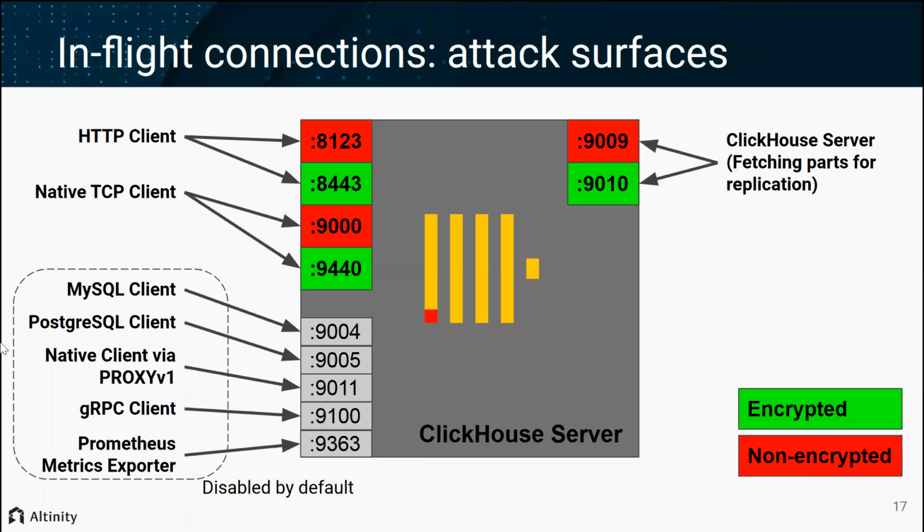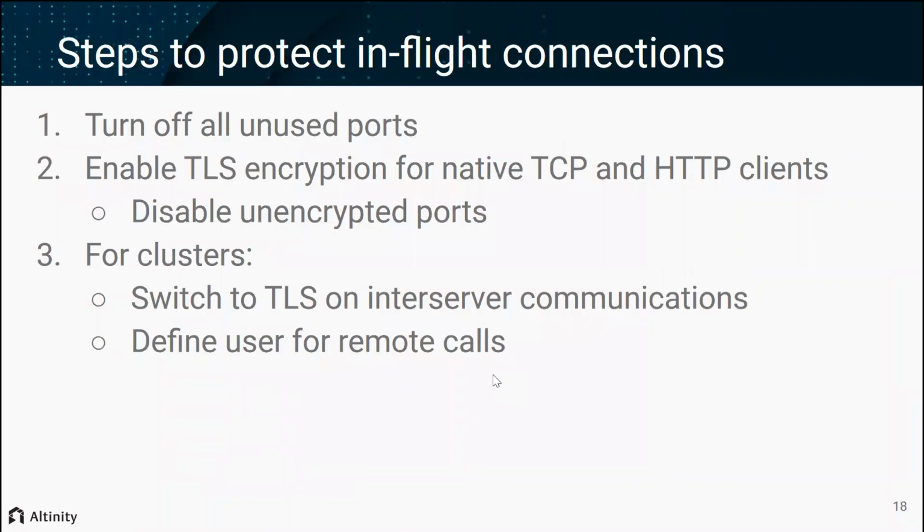So let's go ahead and step through how we do that. So here's the process. As I just said, we'll turn off the unused ports, we'll enable TLS encryption, and then for clusters, in addition to switching to TLS on inter-server communications, we're going to define a user for remote calls. So let's go ahead and look at those steps.